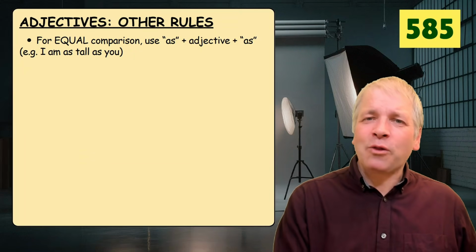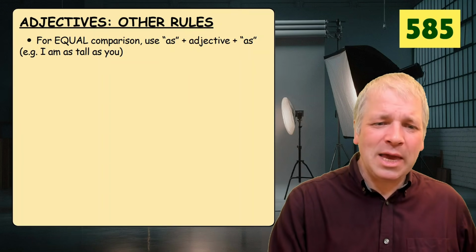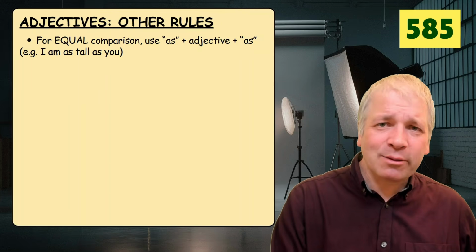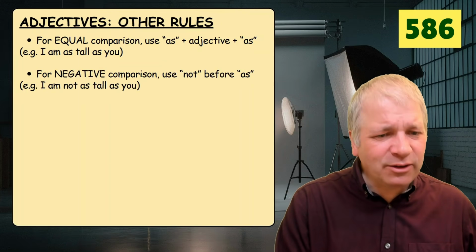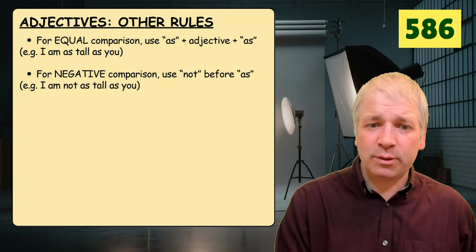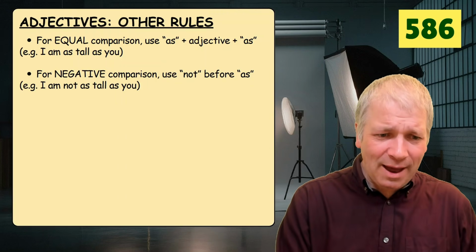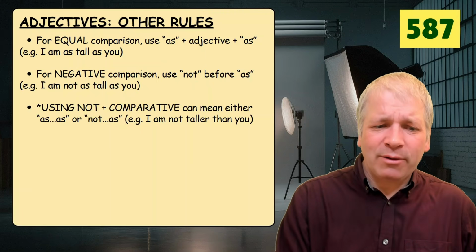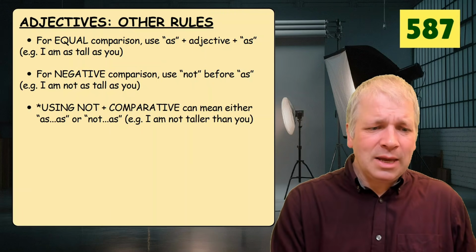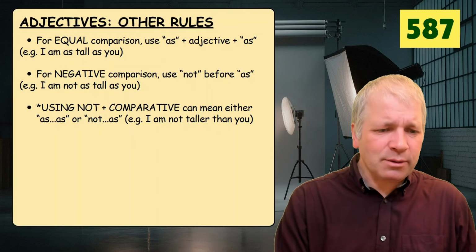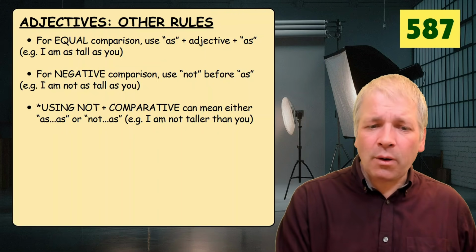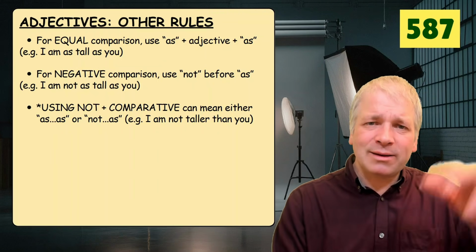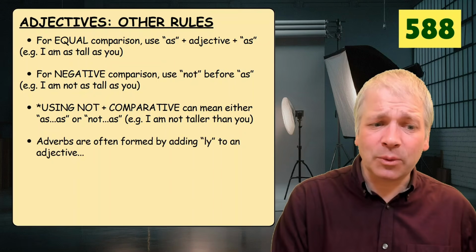Now for some other ways of creating comparison. For equal comparison, I am as tall as you. As, adjective, as. For negative comparison, I am not as tall as you. Not before the as. If you use not followed by the comparative, this can mean either as, or not as. So I am not taller than you. This can mean that your height is less, or it can mean it's the same too.